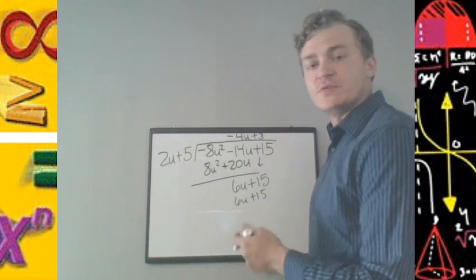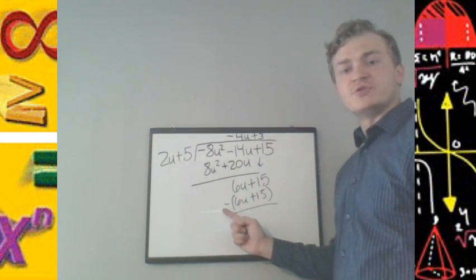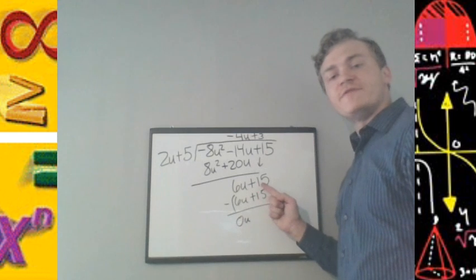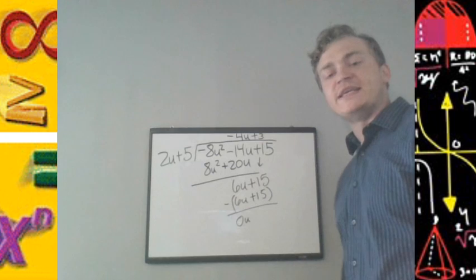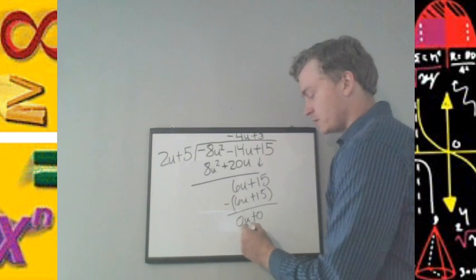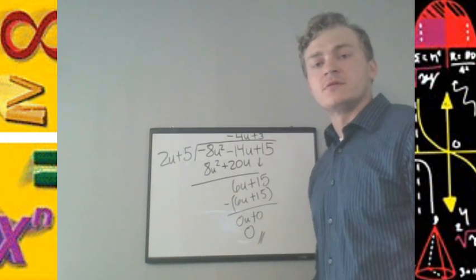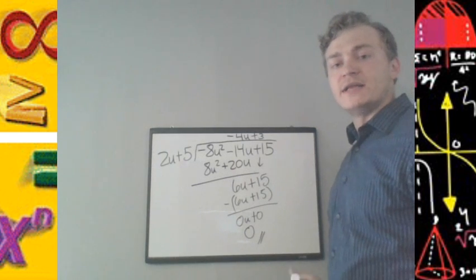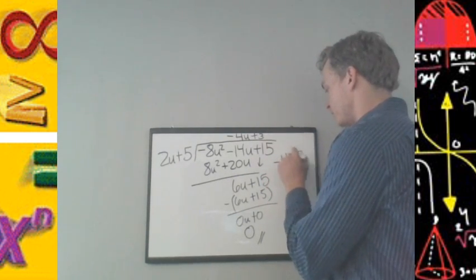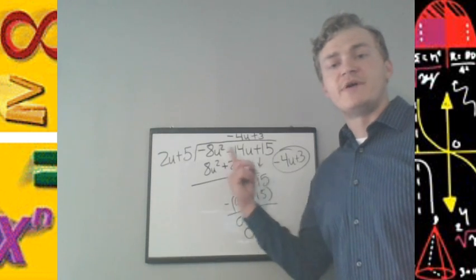Division is repeated subtraction, so we subtract to find a remainder. 6u subtract 6u is 0u. Positive 15 subtract positive 15 is 0. 0u plus 0 is simply 0. Therefore, there is no remainder. So our quotient here is minus 4u plus 3. It can be easily verified that this is the correct result when dividing these two polynomials.